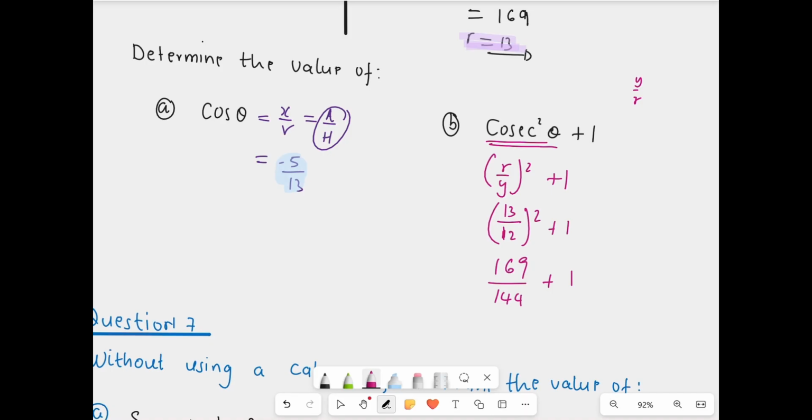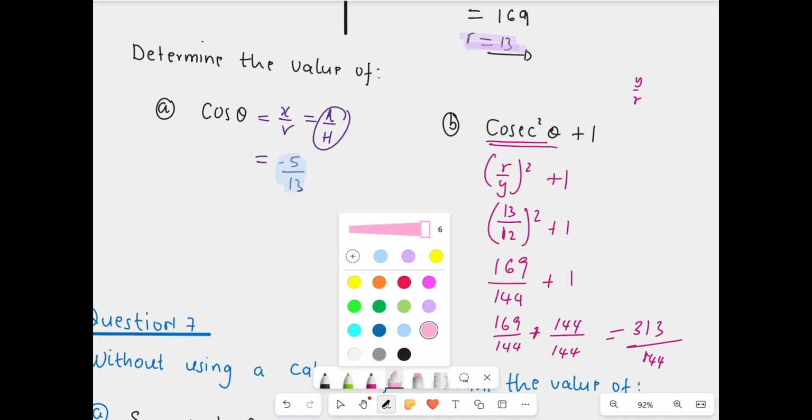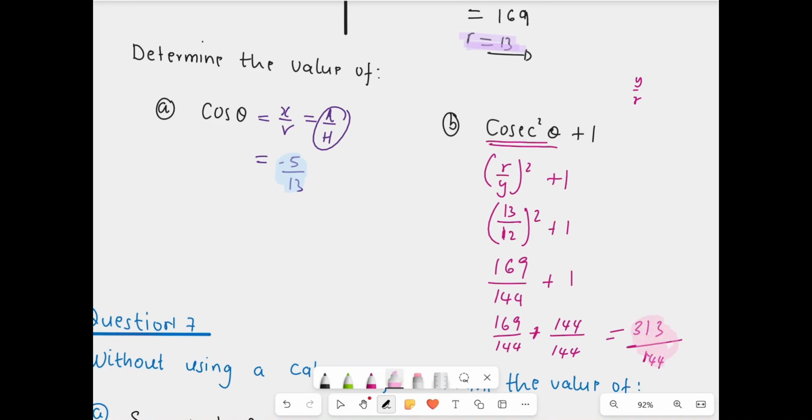So what is 169? This is the same as 169 over 144. 1 can be written as 144 over 144. So this is equal to, we already know here that we have 144. If you do not have a calculator, you can just keep one base. 144 plus 169 will give us 313. So the final answer here is 313 over 144.